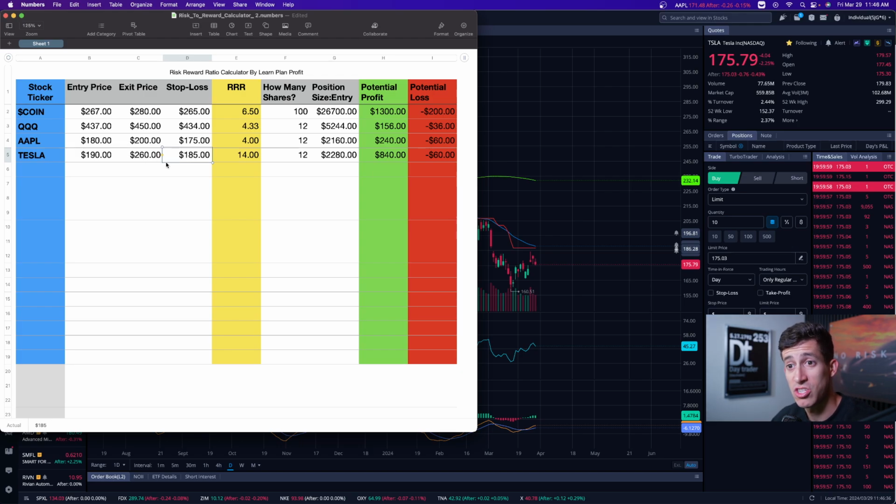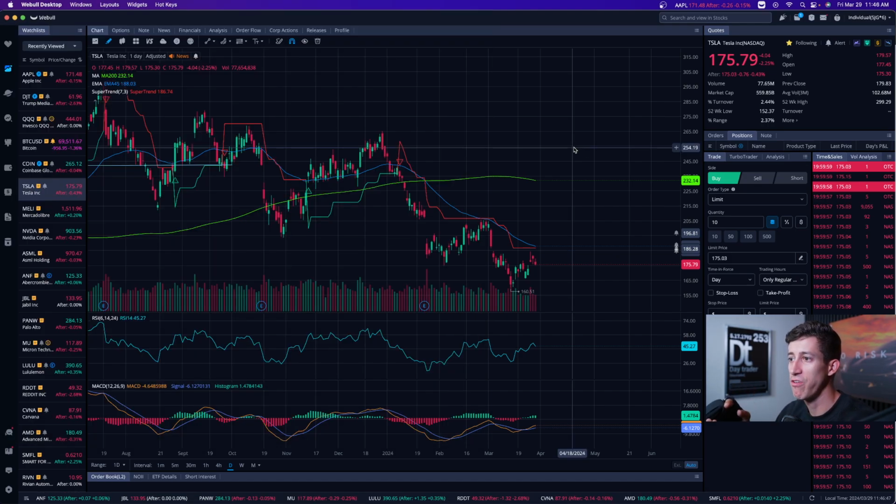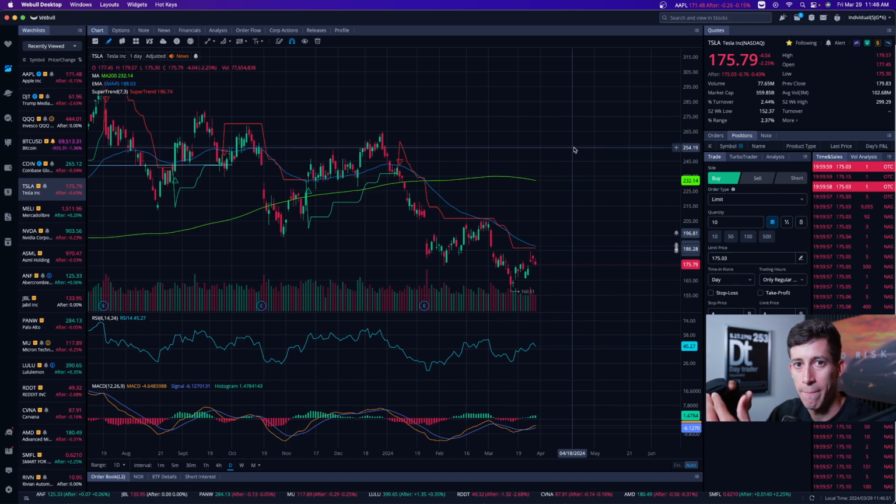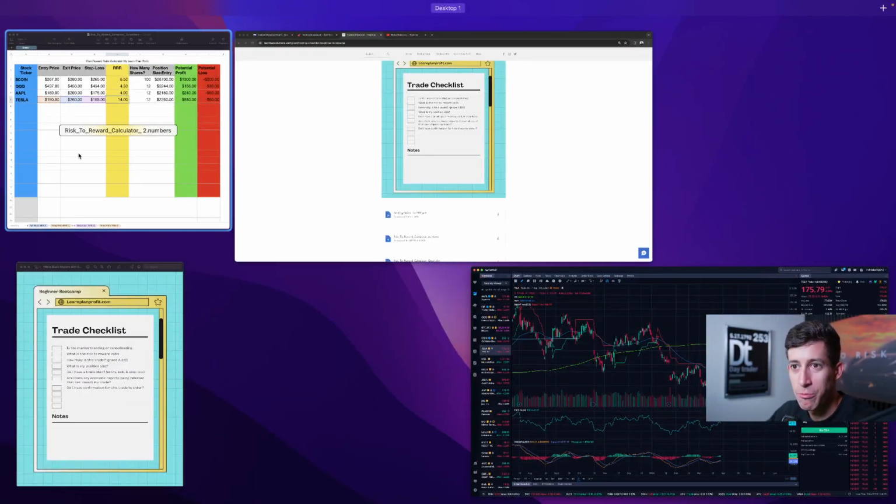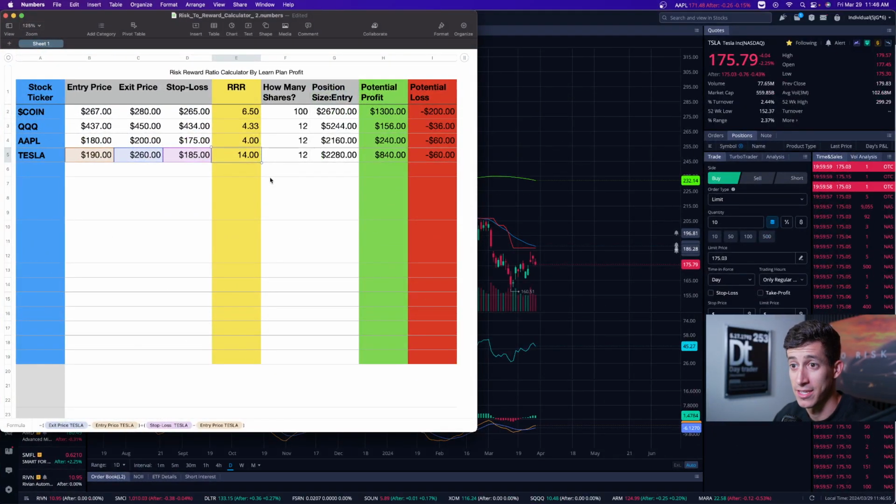185. So this is telling me that my risk to reward ratio, which is absolutely insane, not many of them are like this, is a 14 risk to reward ratio, meaning that for every 14% of potential profit, I'm risking 1%. I mean, if every risk to reward ratio could be like this, this is an insane edge. But again, we still have to wait for confirmation. Direction has to be favorable.